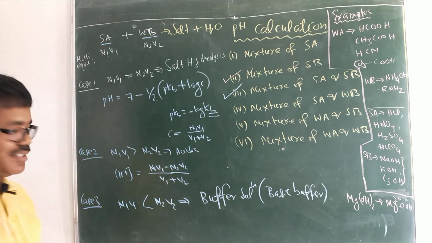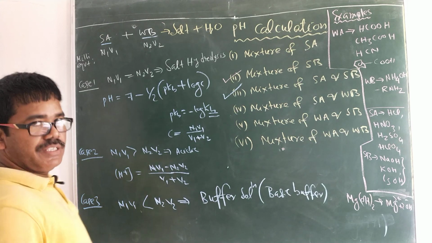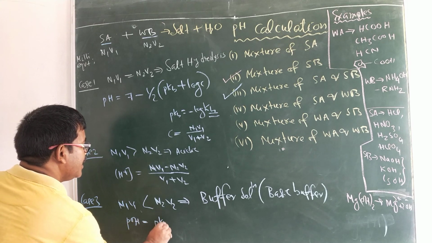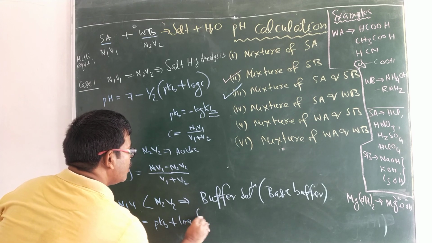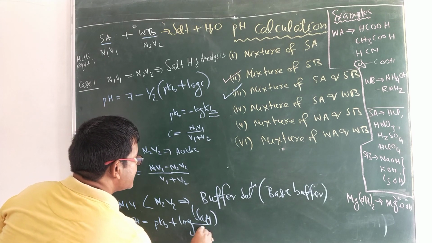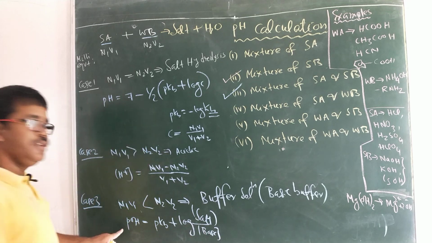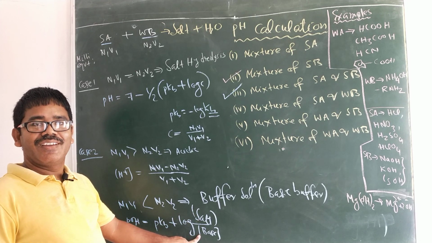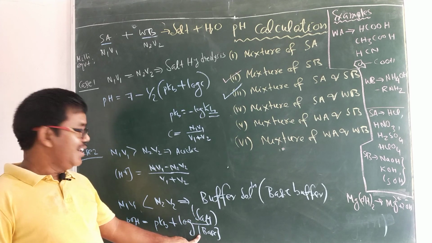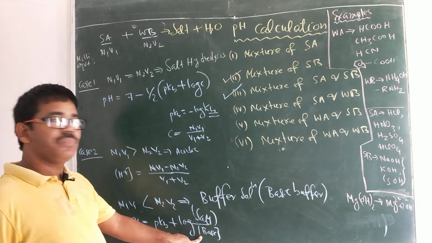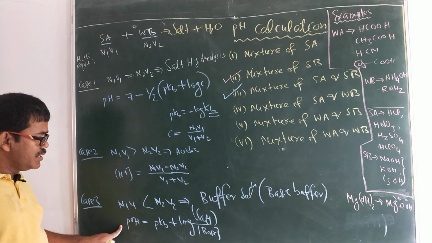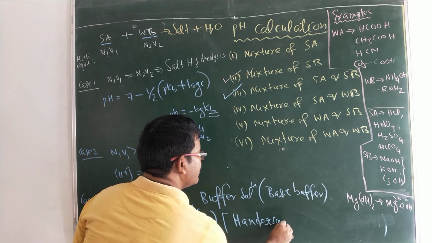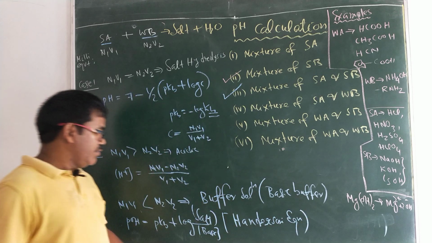For basic buffer solution, to calculate the pH we should first calculate the pOH. pOH is equal to pKb plus log of salt concentration by base concentration. Little difficult. What is the salt concentration? What is the base concentration? I will take an example and explain that. This is the relation to calculate the pOH. This equation is called your Henderson equation. I suppose you know that. This is for the basic buffer.